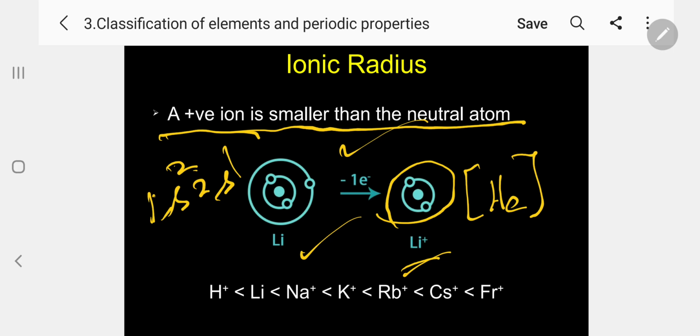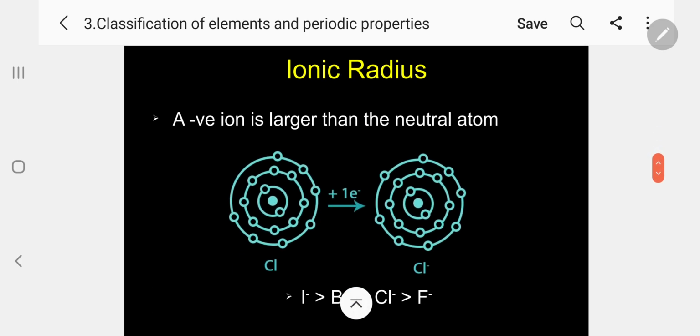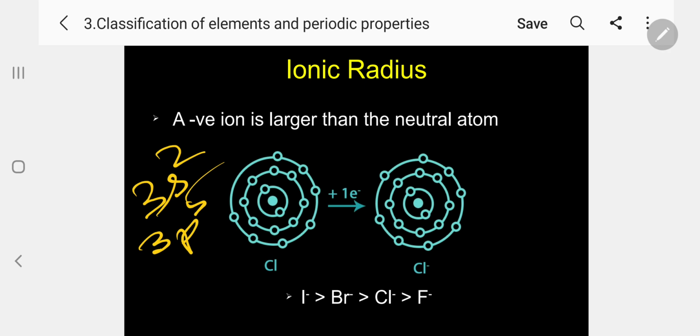Kindly follow. So a positive ion is always smaller than the neutral atom. This is the case for all the metals here: hydrogen, lithium, sodium, potassium, rubidium, cesium, francium. Let me come to the negative ion. Let me take chlorine, fluorine, next comes chlorine. Chlorine means 3s2 3p5, the outermost electronic configuration. So 1s2, 2s2 2p6, then comes 3s2 3p5. So 7 electrons are present in the outermost shell. Kindly follow. Count the number, 7 electrons.